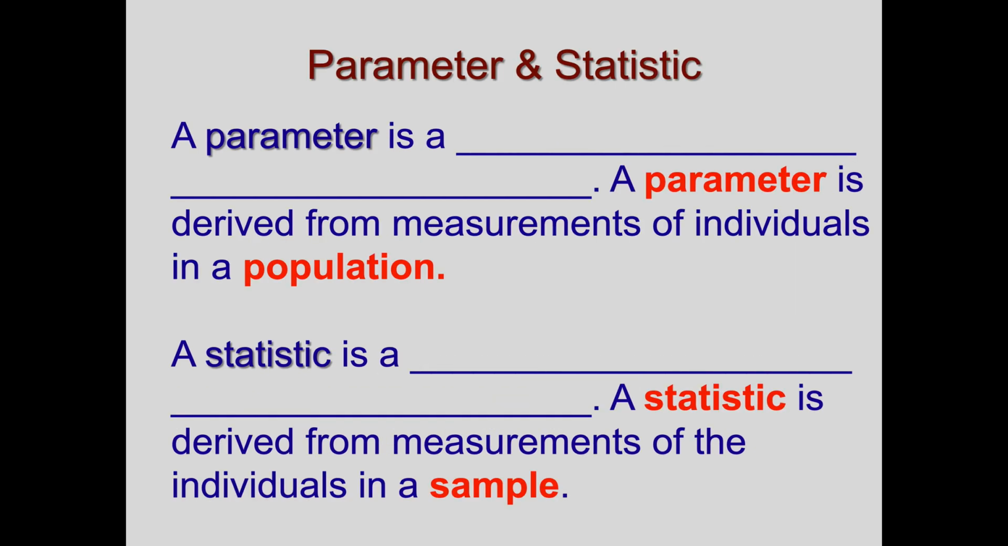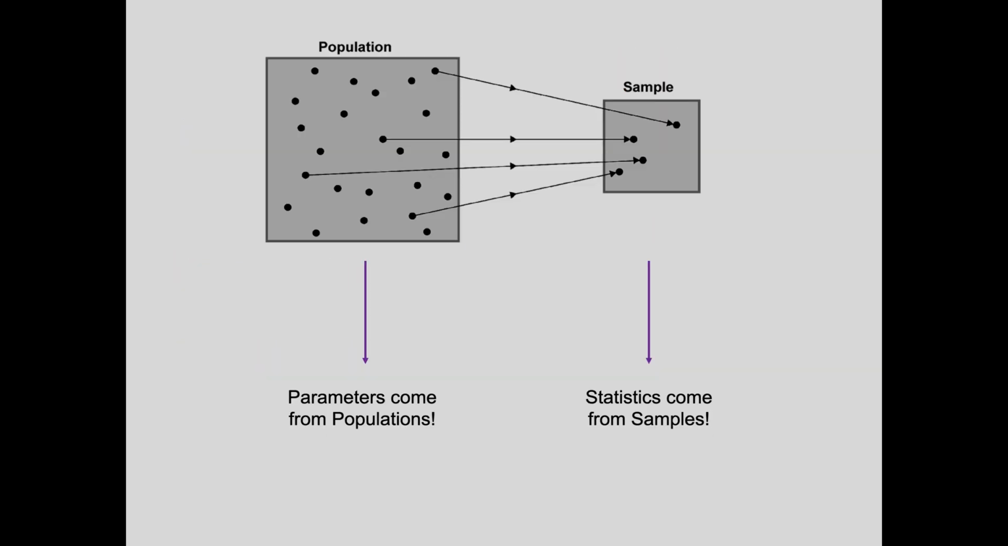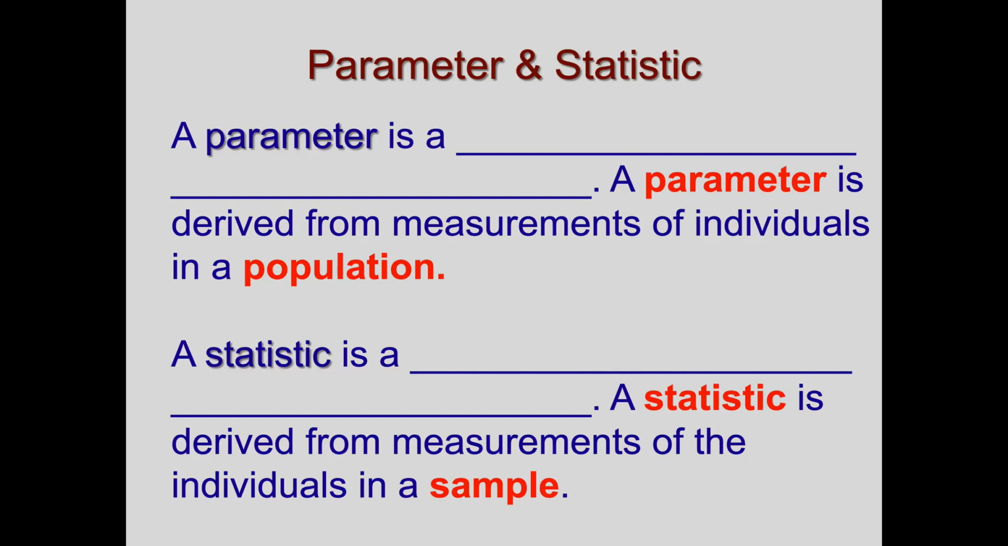All right, so far what we've done is we've talked about statistics, we've talked about populations, we've talked about samples. Now I want to introduce two new words, parameter and statistic, and we'll give a definition to statistics. A parameter is derived from the measurements of individuals in a population. Sorry about that, I needed to go back one. So if you tested everybody in a population, that's not called a statistic, that's called a parameter. A statistic is derived from the measurements of the individuals in a sample.